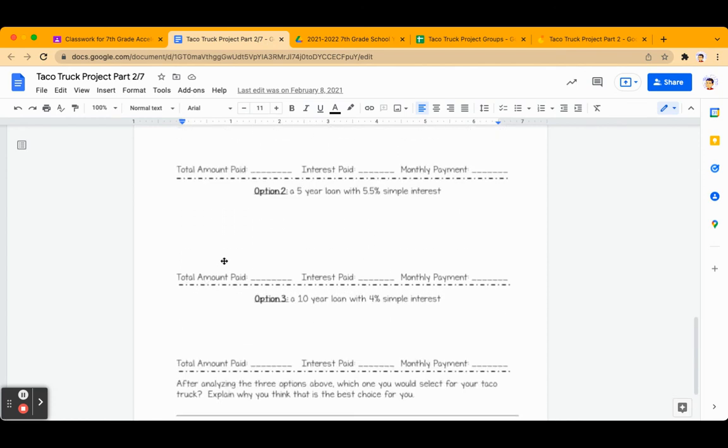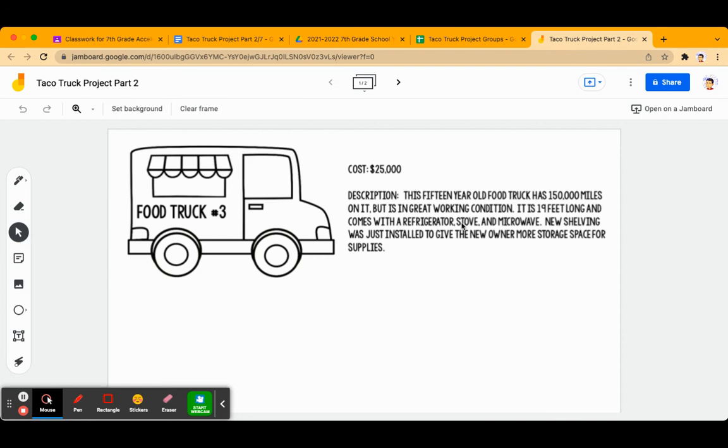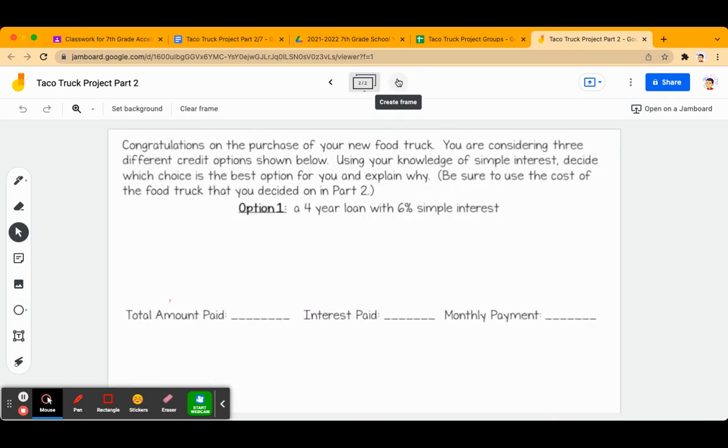We're going to ask for these 3 amounts: the total amount paid, the interest paid, and the monthly payment. So to help you out with that, I'm going to go through one of these options here. Let's say, for example, I'm choosing the food truck number 3, which costs $25,000. I'll just go through option 1, but you're going to make sure you go through all 3 options.